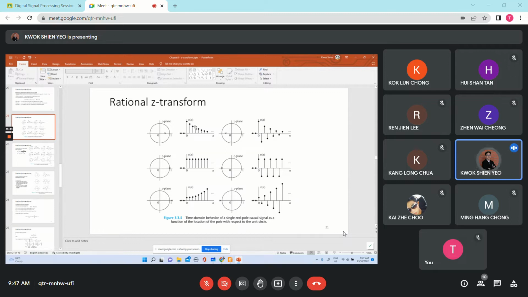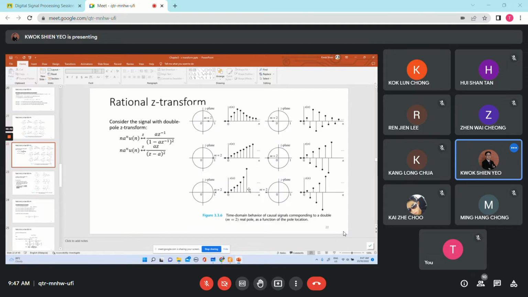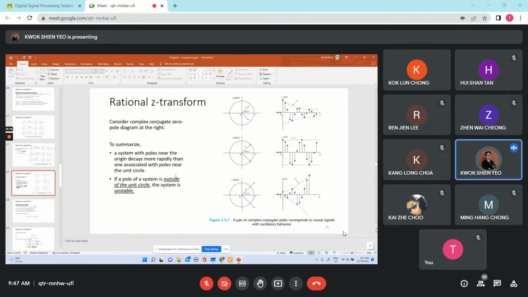Okay, so this is a stable system, decaying because it's inside. Okay, marginally stable and unstable. Right? So yeah, there's another very important statement here. If a pole of the system is outside of the unit circle, the system is unstable. Okay? So we come back to this slide and determine our answer.